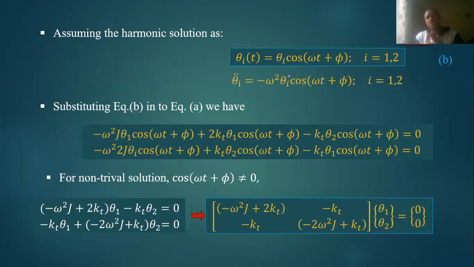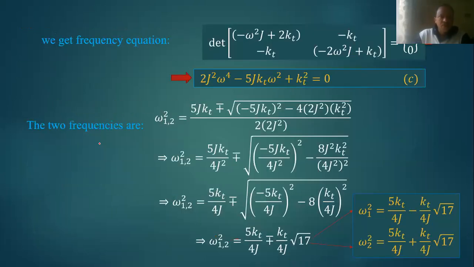Now, assuming a harmonic solution and substituting this harmonic solution into the main equation, we get this equation. And from that, we can find the characteristic equation by setting the determinant of this part equal to 0. The determinant of this being equal to 0 gives us the characteristic equation. Okay. So this is the characteristic or frequency equation.